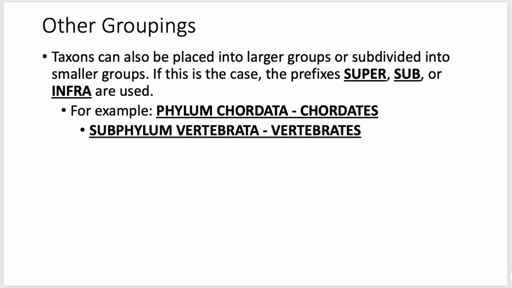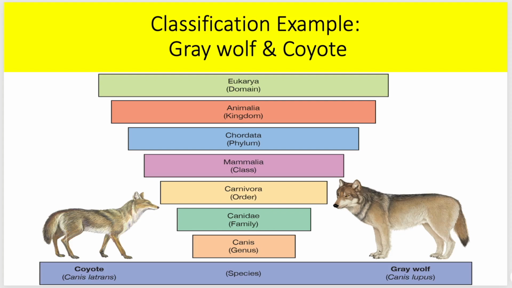So, taxons can also be placed into larger groups or subdivided into smaller groups. And we use certain prefixes when this happens. You might see super or sub or infra as a prefix to describe these different groupings. So for example, the phylum Chordata would be the chordates, and you could have underneath that the subphylum Vertebrata or the vertebrates. So just know that can also be used.